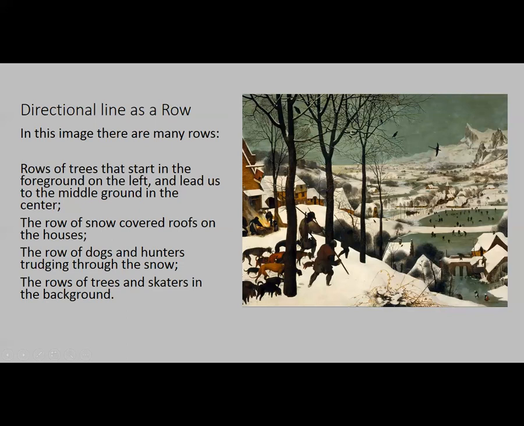There's rows of dogs and hunters. We're going to combine them. So we start at this part where the dogs are, and it leads us all the way to this hunter. And then in the background, there's rows of skaters, and there's rows of trees, and there's a row of birds. 1, 2, 3. Those rows of birds make us look from one part of the painting to the other.